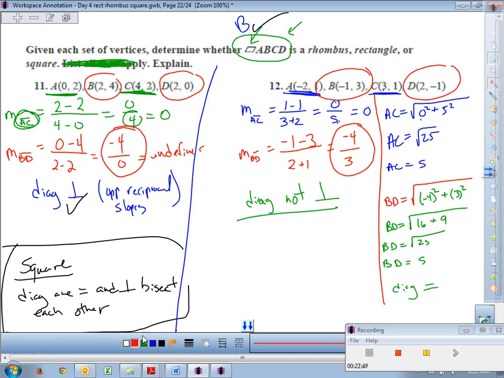So what shape is this really? It already was a parallelogram. The diagonals bisected each other. They're not perpendicular, but they're equal, so they're equal and bisect each other. That's got to be a rectangle. Reason: the diagonals are equal and bisect each other.